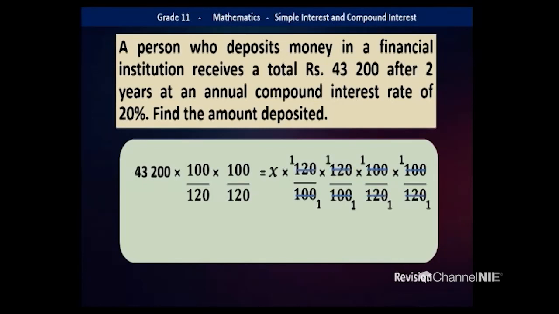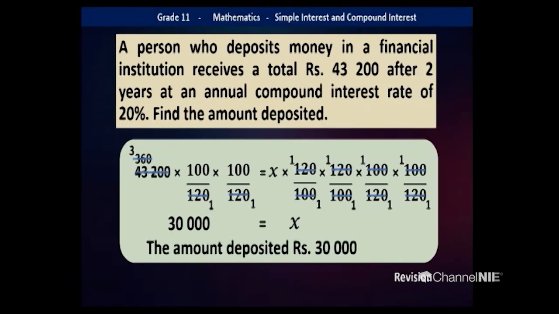You can see that. Then on the other side, you can divide 43,200 by 120. Then you get 360. 360 again divided by 120, you get the answer 3. Then you can multiply 3 by 100 by 100, 30,000. x equals 30,000. Our unknown amount x is now calculated. Now we have found it. Therefore we can conclude our answer.